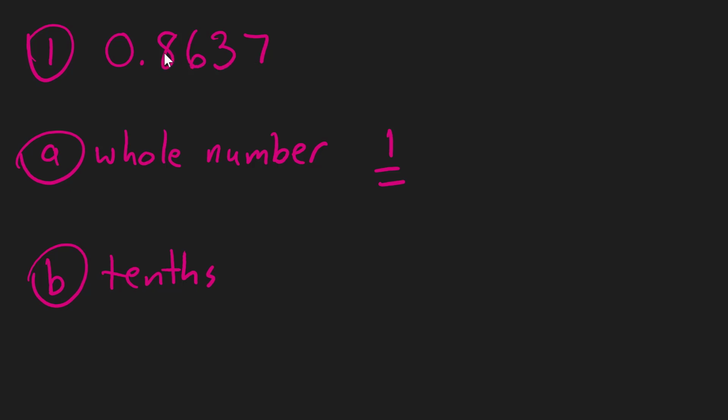And so to answer that, we look at the next digit over, which is 6. And we ask ourselves, is 6 greater than or equal to 5? And the answer is yes. And so we need to round up to 0.9. And so 0.9 is the answer for part B.